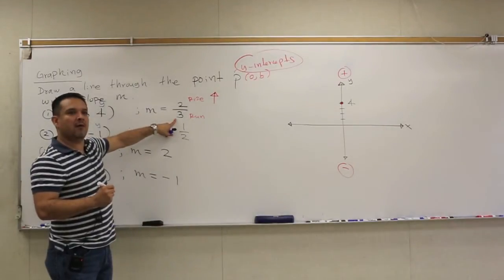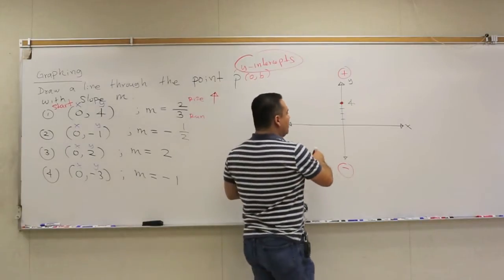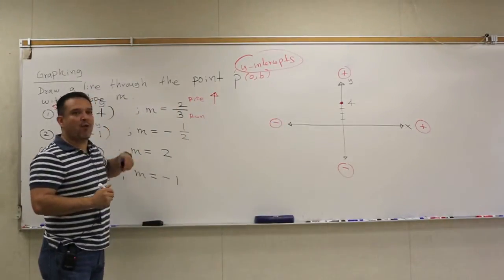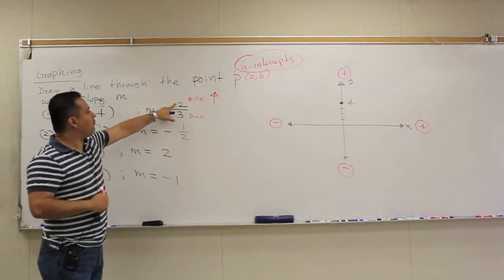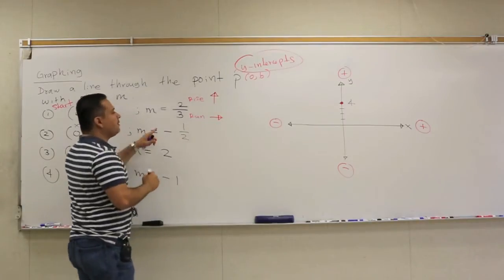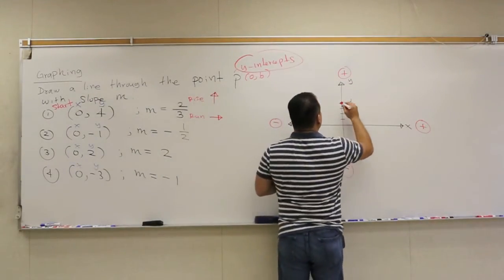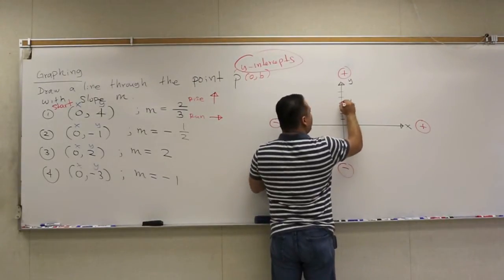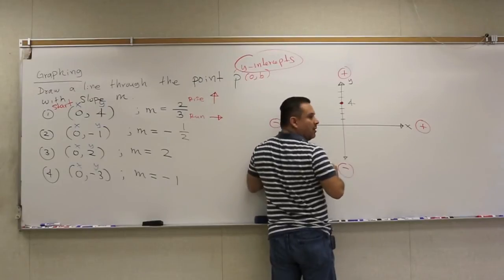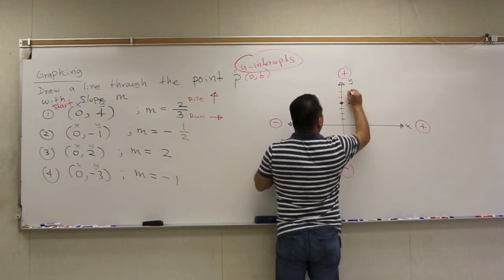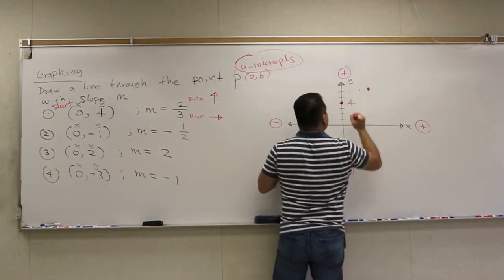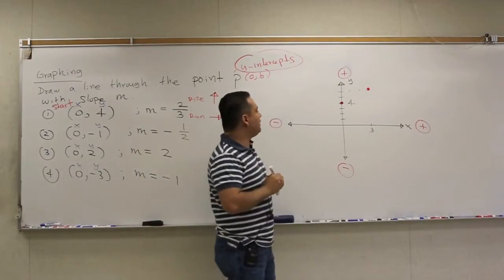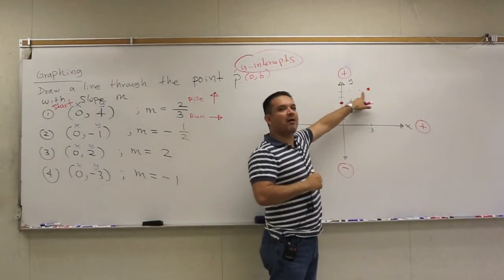Now what about the run? Run is left to right movement. Going to the right is positive, and to the left is negative. To find the next point on this line, we're going to rise 2 and run to the right 3. So let's see how that looks. Starting from my y-intercept, I go up 1, 2. Then I run to the right 1, 2, 3. This is the location of my second point on the line. It's not really to scale, but that's okay.